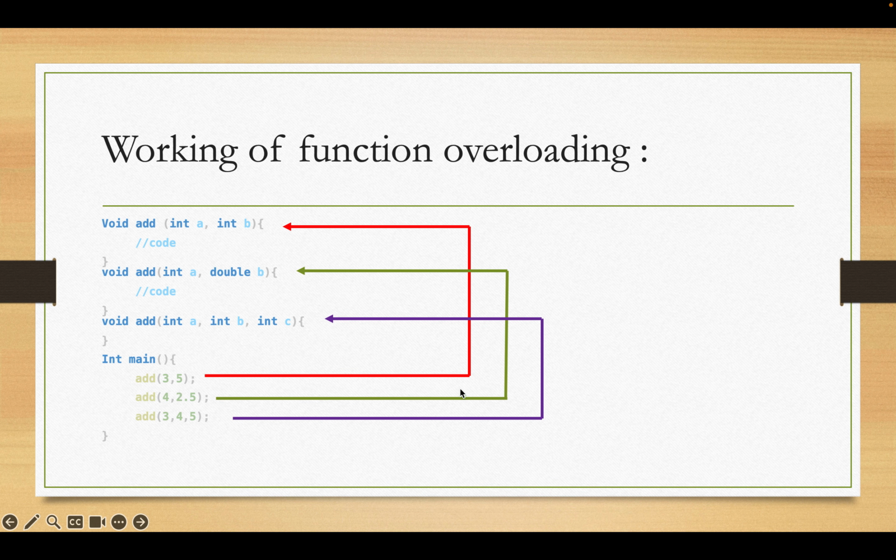So this call will go and execute inside this particular add function. Similarly here we are calling with three arguments, 3, 4, 5, so all are integer, so it will go and execute inside this particular function. So this is how function overloading works. It basically looks for the function having the best possible match of the arguments.